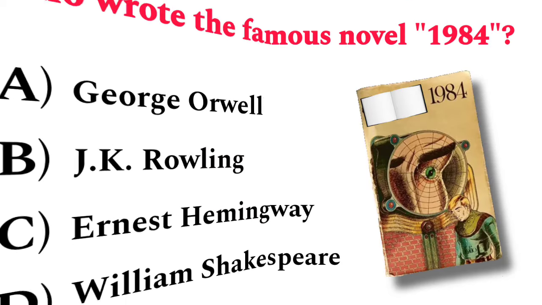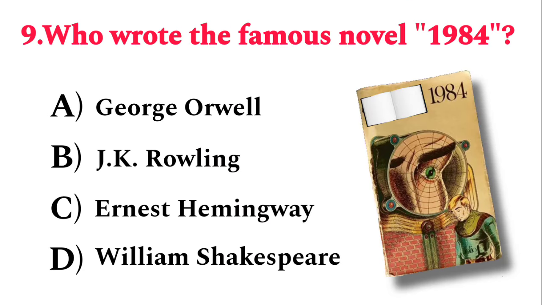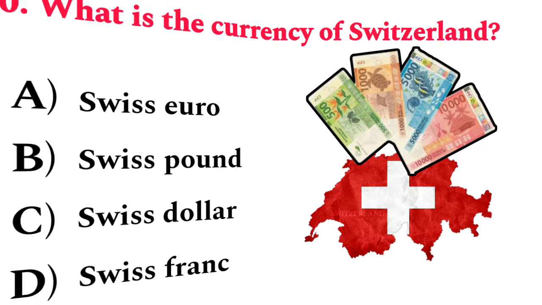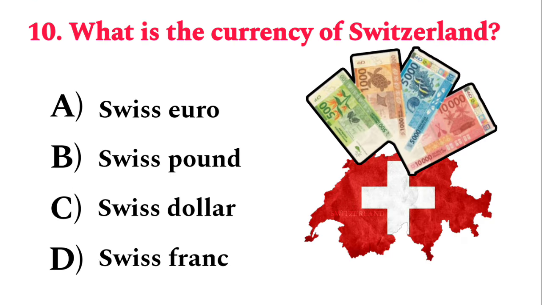Question number 9, who wrote the famous novel 1984? Correct answer option A, George Orwell. Question number 10, what is the currency of Switzerland? Correct answer option is Swiss Euro.